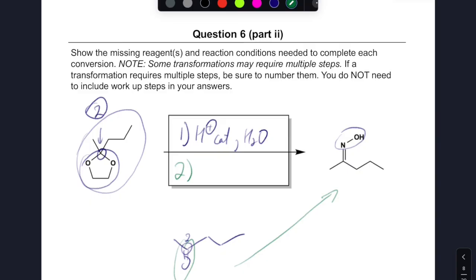We need the nitrogen fragment, which is NH2OH. Again, we're going to need some type of acid catalyst in order to make this happen. So we're going to be forming like an imine condensation. Now we're stripping the water back out to make this geometry.